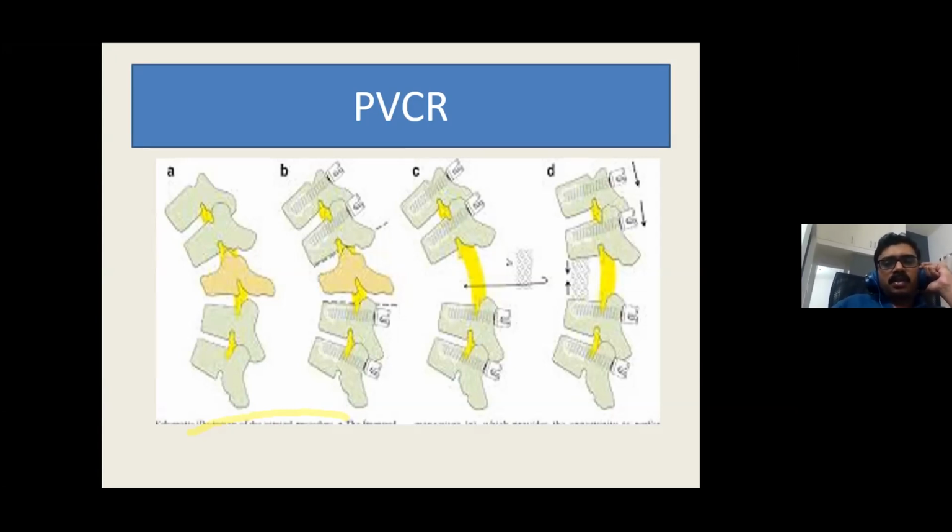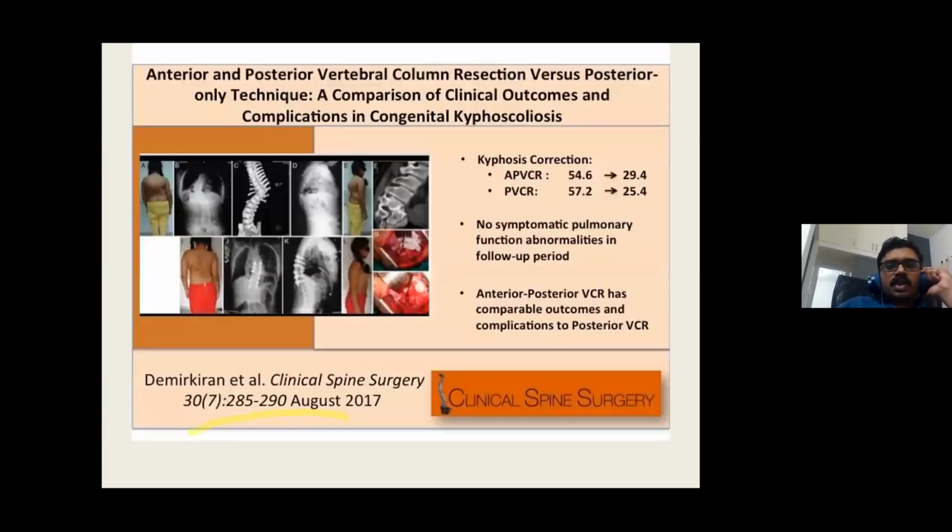Now, this is a case from literature where they have done anterior resection as well as posterior release. The second one is a posterior vertebral column resection alone. They compared the two, and the correction is very comparable, with 29 degrees and 25 degrees. So anterior and posterior vertebral column resections have comparable outcomes, but complications are more with the anterior resection.